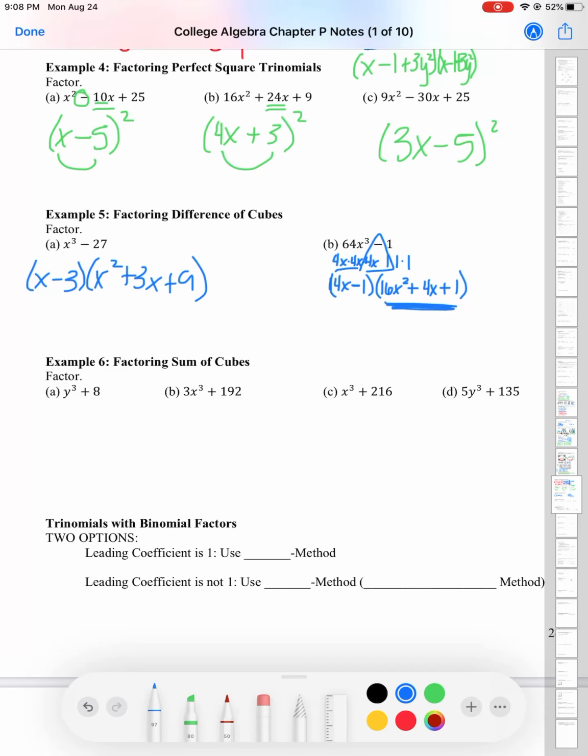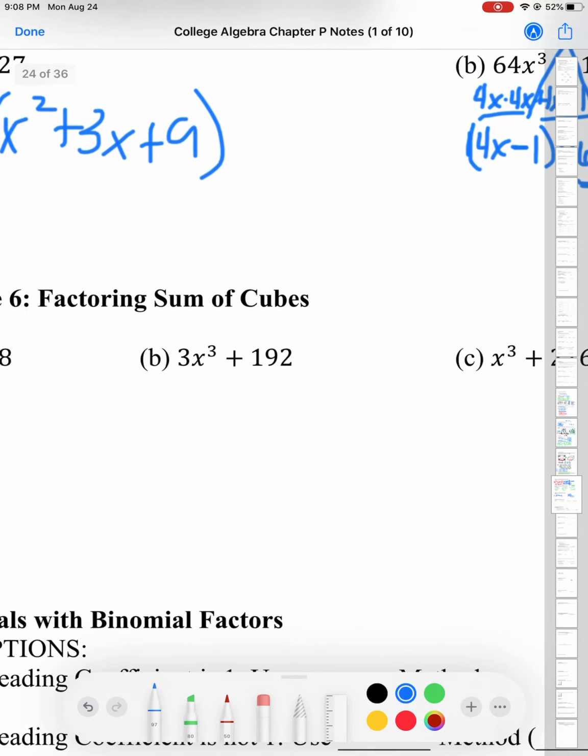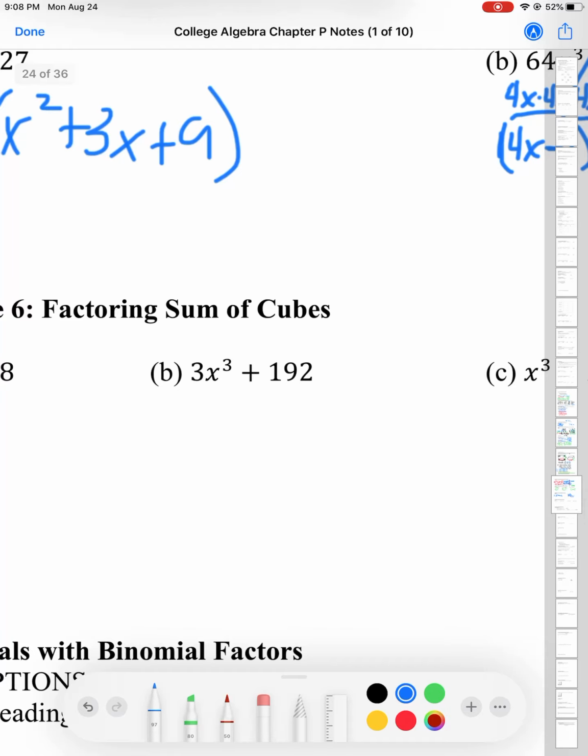I'm going to do B on example 6, and then you guys can try the rest of them on your own. But B, 3x cubed, I noticed, is not a perfect cube. So I'm like, what if I can factor out a GCF first, which is what I should always check for anyway. So when I factor out a 3, I get x cubed plus 64.